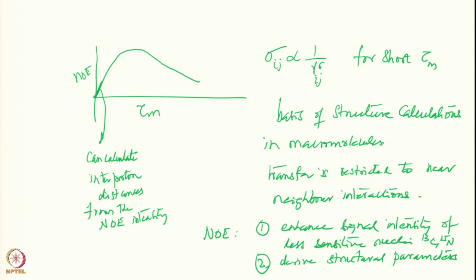We will not go into the theoretical details of this much more than this. I think that is adequate for our purpose of structural biology, which is the focus of this, because otherwise it can get very complex. Okay. So, now let me take one more topic. We will take another topic here, which is called selective population inversion.